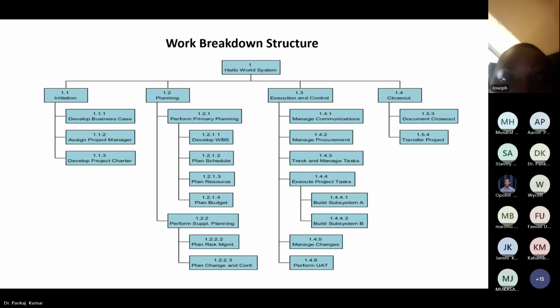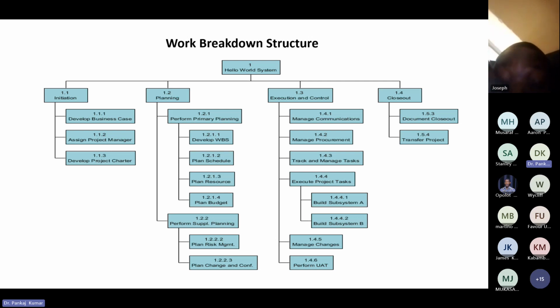In the first stage of initiation, we can develop a business case, assign a project manager, and develop a project charter. In the second stage, the planning phase, we can perform primary planning, develop the work breakdown structure, plan schedule, plan resources, plan budget, perform supplementary planning, plan risk management, and plan change and conferences.